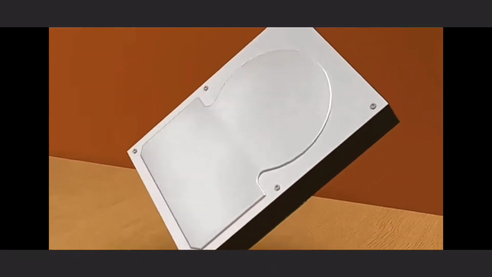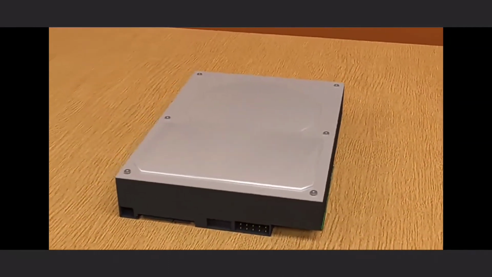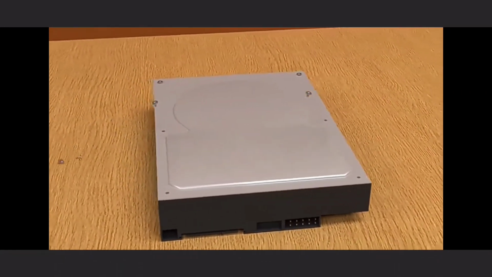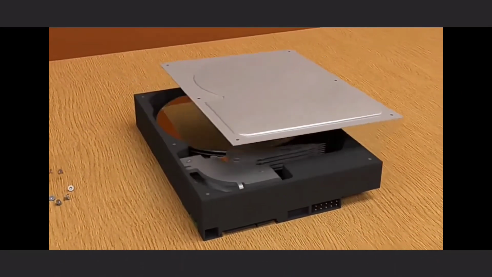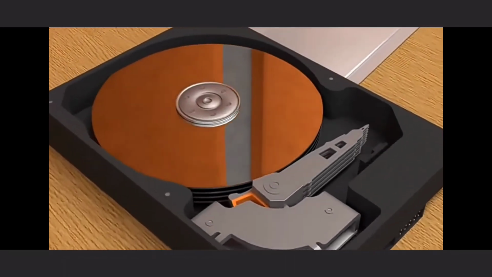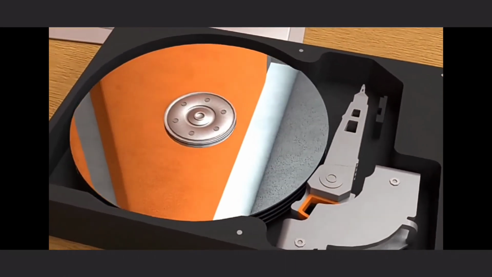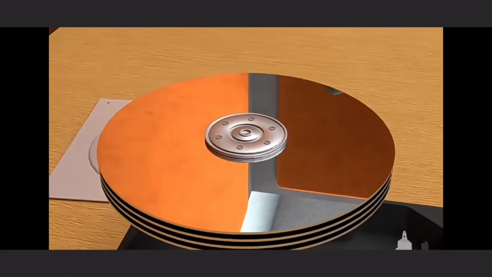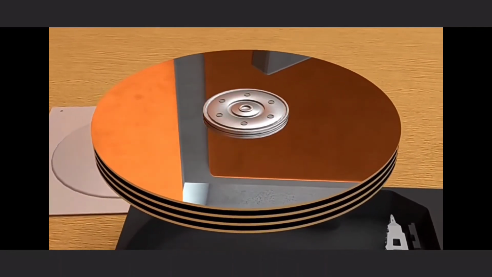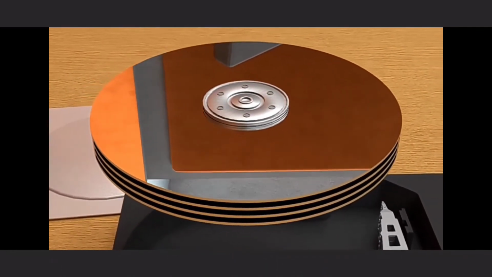Hard drives are sealed so that no dust can get inside. Once you take yours apart, it most likely will not work anymore. The platters are where the information is stored. Both the top and the bottom of each platter is used so it can store as much information as possible.